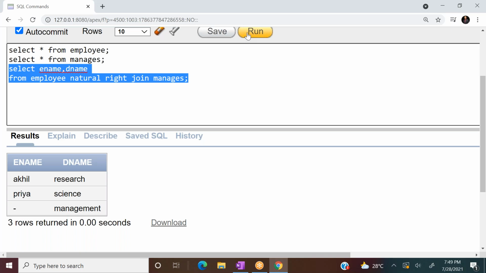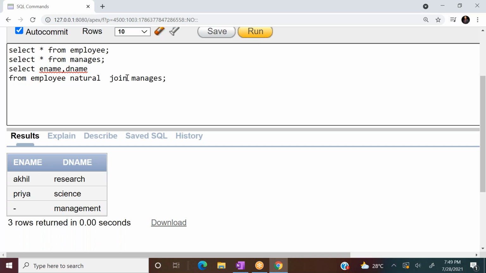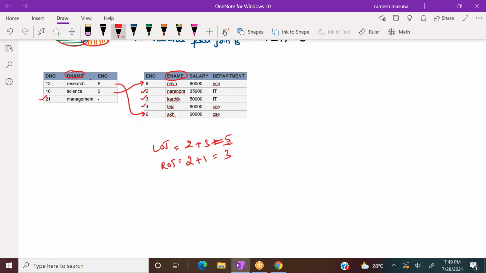Employee is optional. Now you tell me what happens if I write full join. How many tuples are going to be possible in the full join? Can you tell me please? If I write full outer join, how many tuples? 2 plus 3 plus 1. Very good, Narendra. 2 matching, 3 non-matching in the employee, 1 non-matching in the managers. Totally 6 tuples should be in the output.